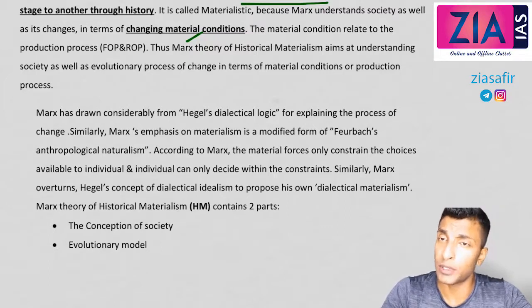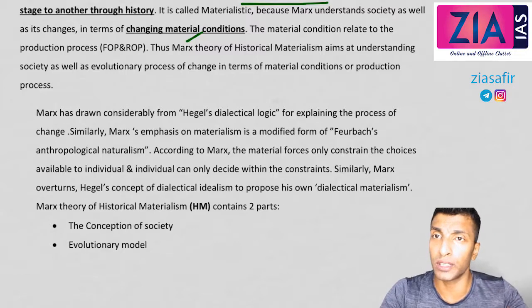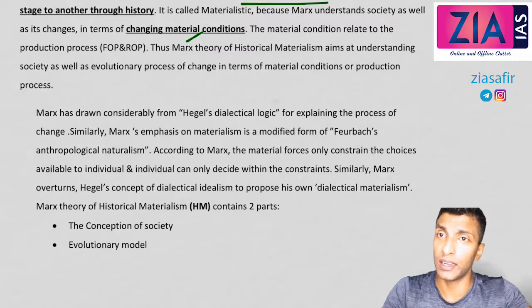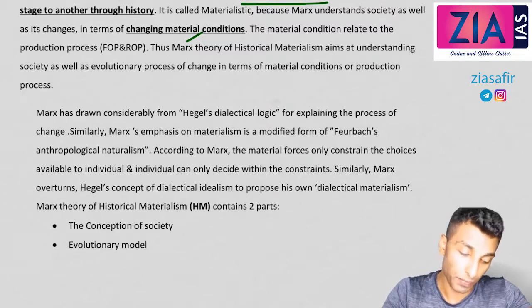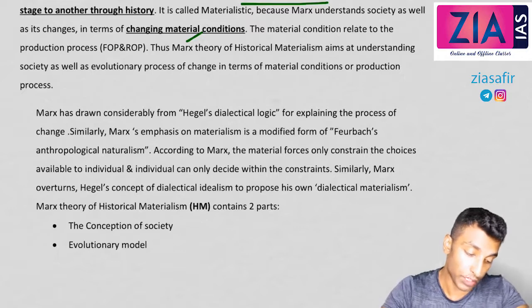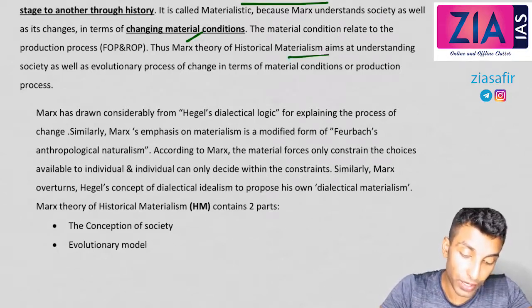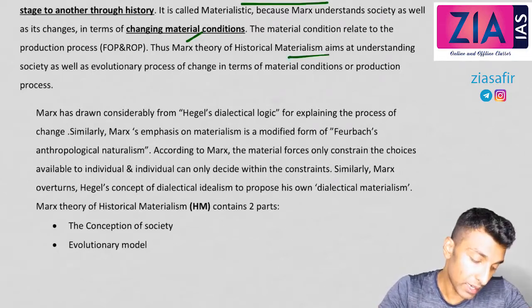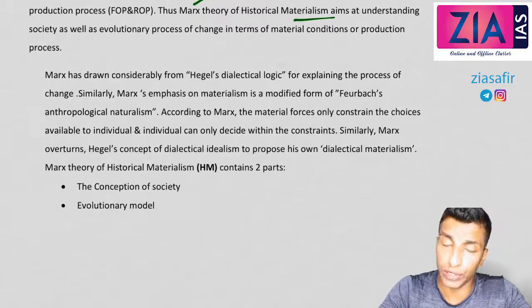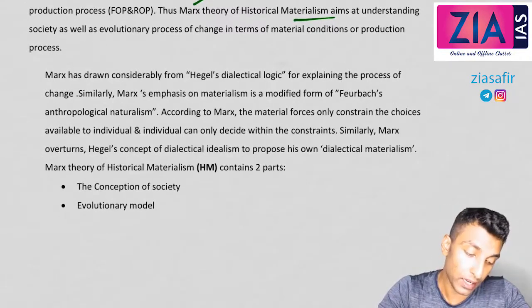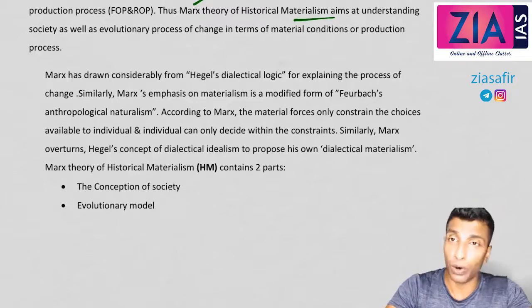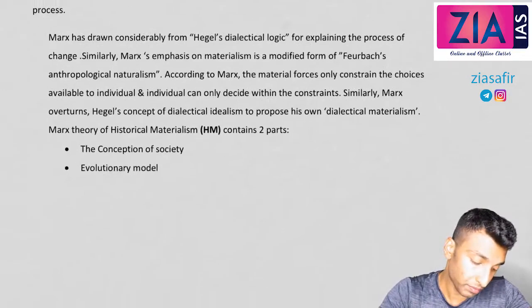The production setup is changing, right? Ancient mode to feudal mode, the way you produce things is changing. Feudal to capitalism, the way you produce things is changing. So the production is changing, so there is a change in society. That's based on material condition. Thus, Marx's theory of historical materialism aims at understanding society as well as the evolutionary process of change in terms of material conditions or production process.